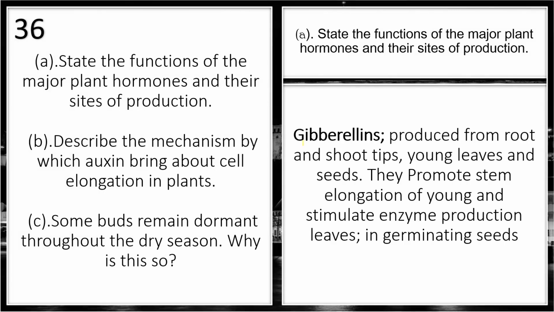Another hormone is gibberellins. This is produced from the root and the shoot tips, young leaves, and seeds. It promotes stem elongation. It stimulates enzyme production, that is in leaves and in germinating seeds.